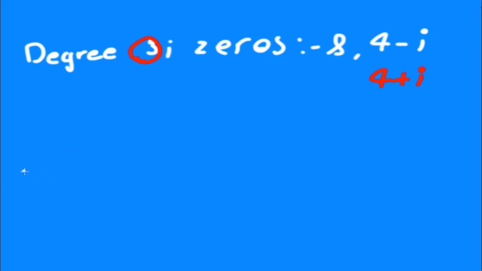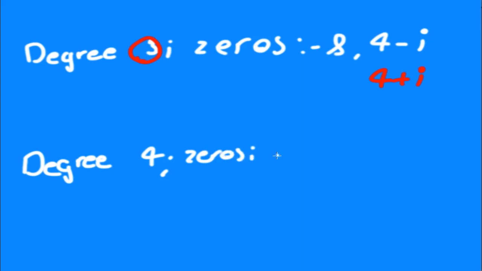Let's do another one of these. Degree 4. Zeros are i and 6 plus i. Now, we know that we just flip the signs, right? So we know that we have 4 zeros and we're given 2. But here's our third zero, -i, and our fourth zero, 6 minus i. That's it.